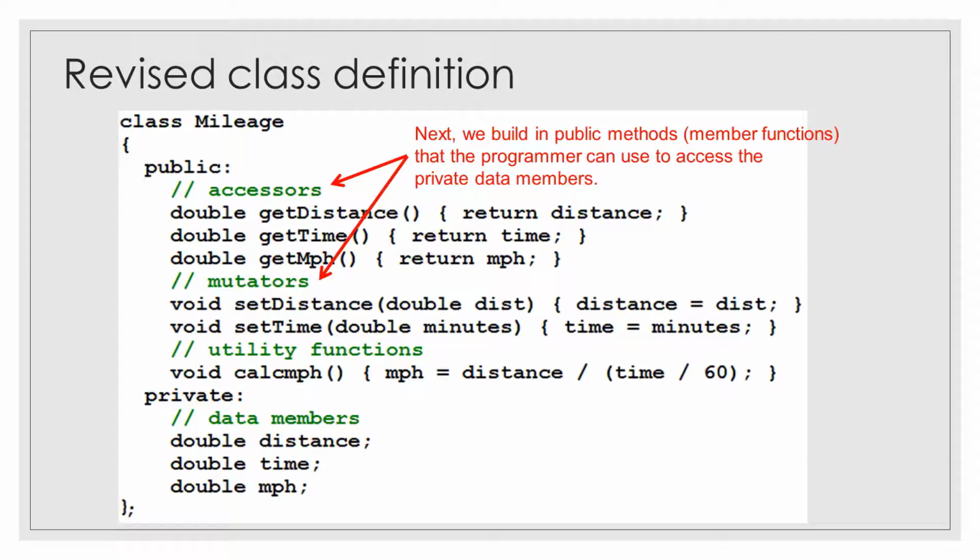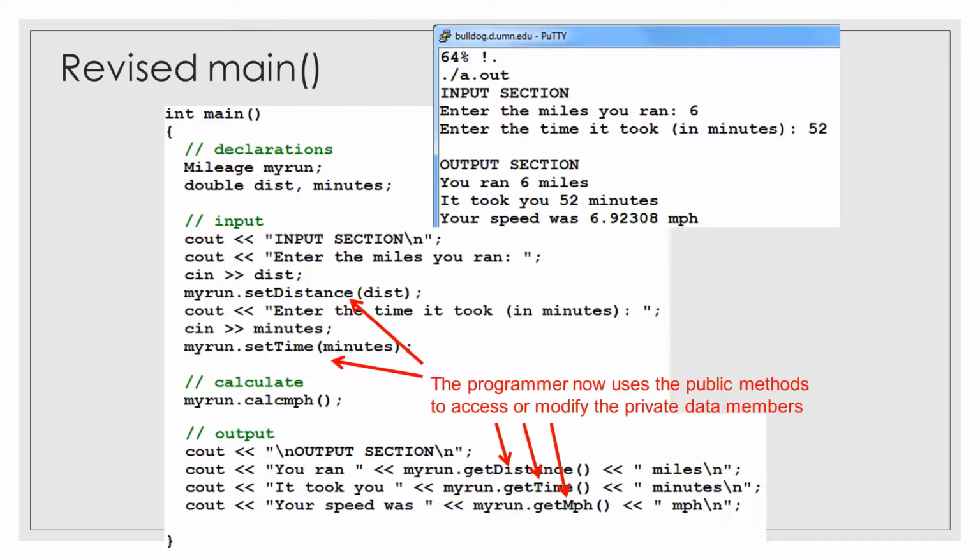This is a solution. We create a set of functions called accessors and mutators. Accessors allow us to access private data members, and mutators allow us to change private data members. This is pretty much the lesson of this entire video, so let's spend some time looking at the code. For the accessors, all they do is tell you what's in a particular data member, distance, time, or miles per hour. They return it. And the mutators take a parameter and plug it in to the private data member. That enables the change.